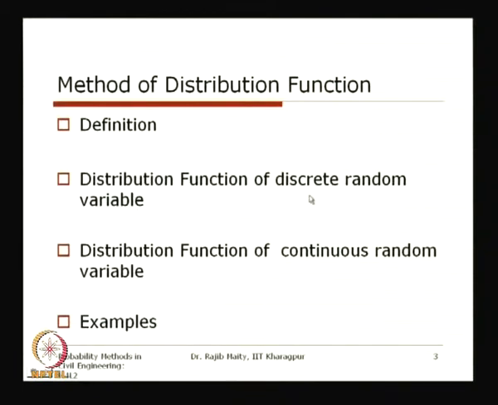Then the distribution function of the discrete random variable and the distribution function of the continuous random variable, there will be a little difference between these two. We will discuss this and see it through some example. Basically, we will be using the same example that we used in the last class, where from the fundamental theorem we solved that equation.